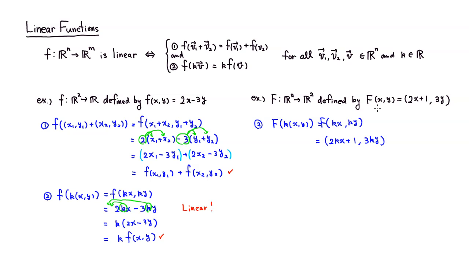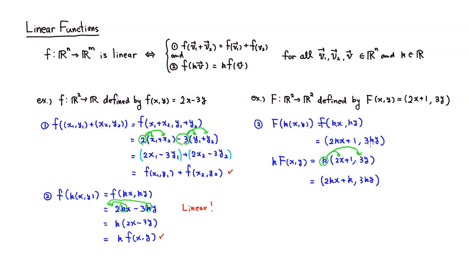And let's try to find k times F of x comma y separately. So this is going to be k times, by definition, 2x plus 1 as the first component, and 3y as the second component. Then you can distribute k to both components. Then you end up getting 2kx plus k and 3ky. Do they match up?